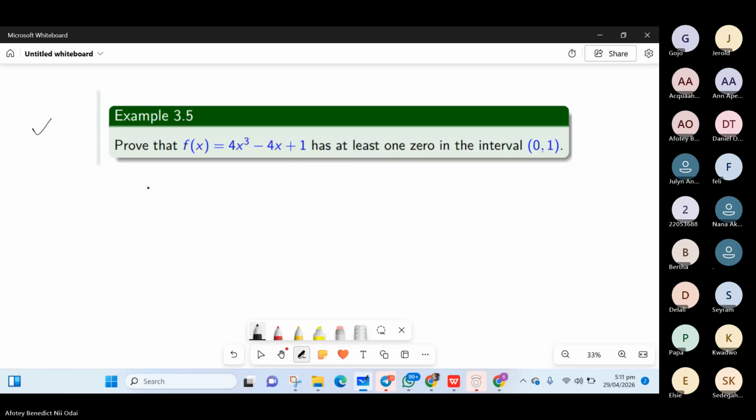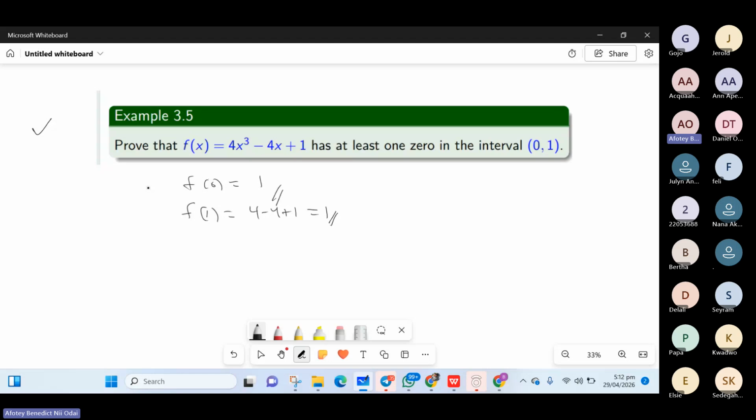Okay, now with this one, for 10, let's do f of 0. f of 0 is 1, and we have f of 1 to be equal to 1 as well. So we can see that in this case we cannot use Bolzano's theorem, right? We can't use Bolzano's theorem.